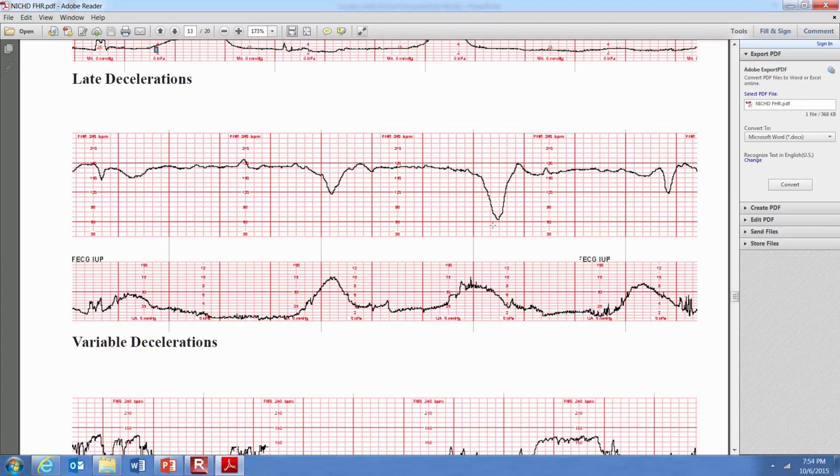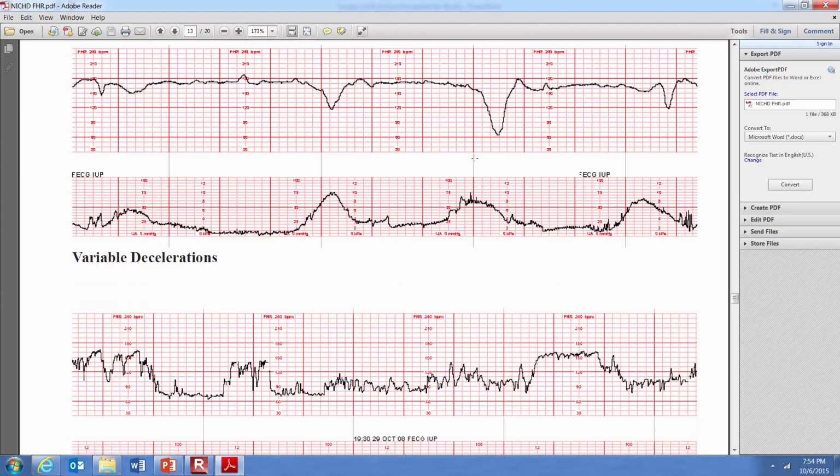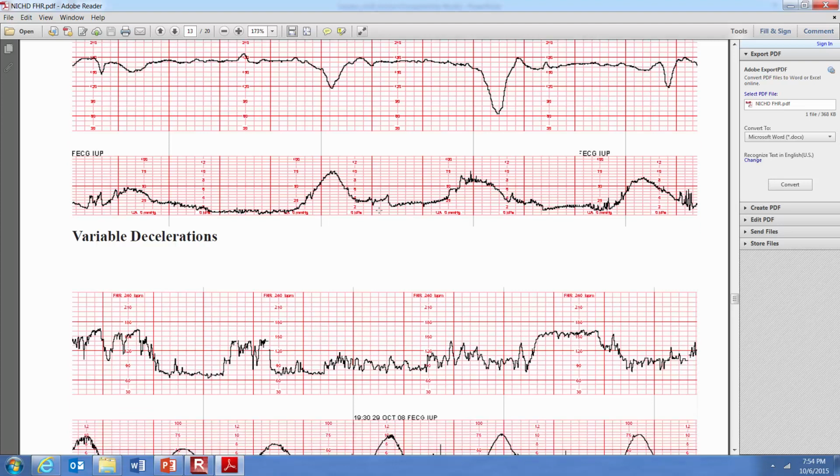It looks deep and abrupt. My cord is getting compressed. Am I going to treat this? Yes. If it was a late, am I going to treat this? Yes. So I'm not going to argue over is it an apple or is it an orange. I'm still going to eat it. Now, these are variable decels. These tell us cord compression. We're going to treat these.